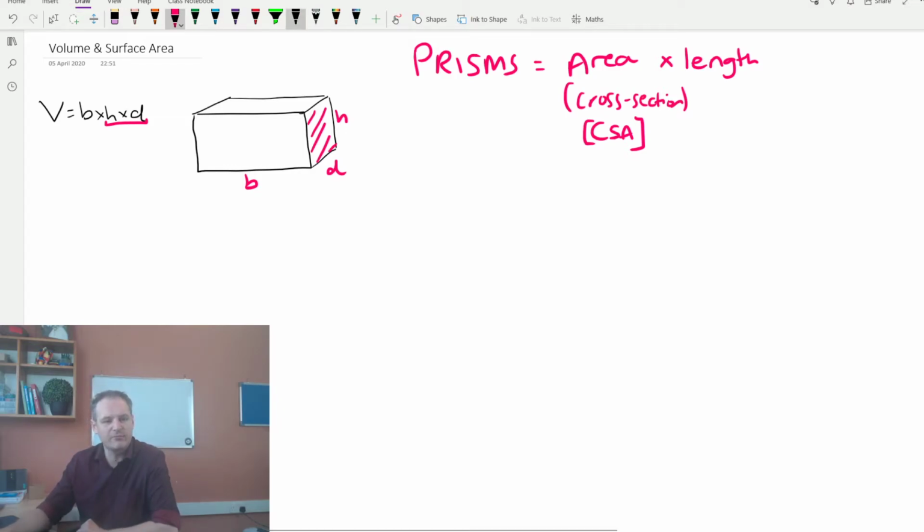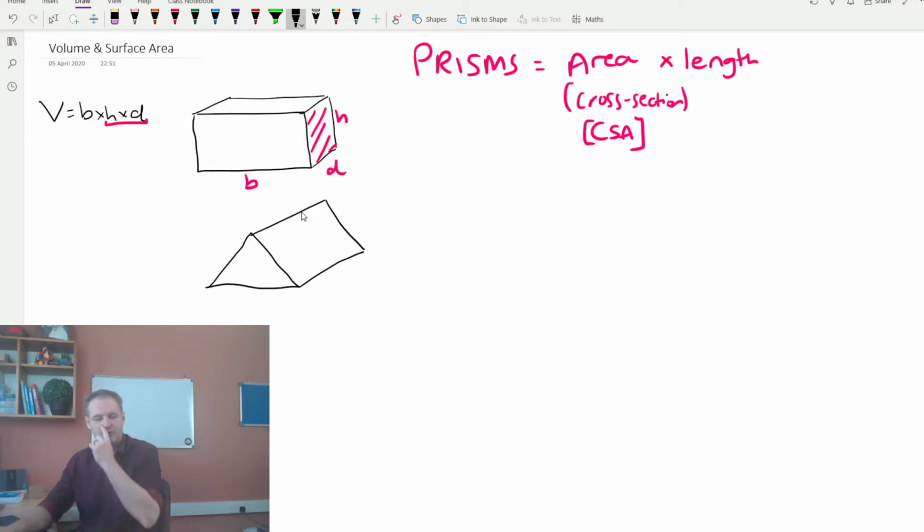But where it really comes into its own is if I was doing a triangle prism. Here's my triangle. Hopefully I'm not in front of it. I'll check over there in a second. Hopefully when it appears, I just talk random waffle until I can check in my screen.